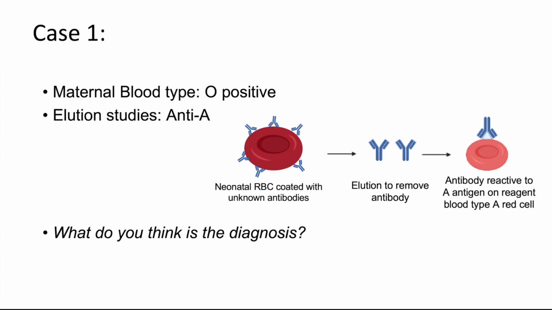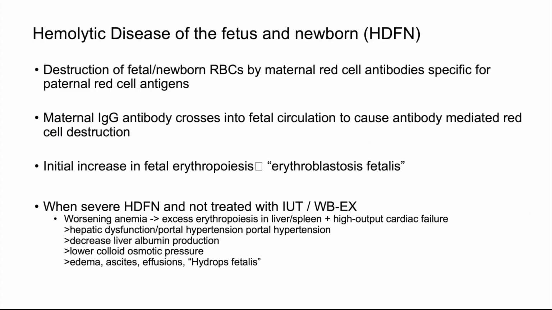So what does that make our diagnosis? It makes our diagnosis hemolytic disease of the fetus and newborn. It's when there's destruction of fetal and newborn red cells by mom's antibodies that are specific for paternal red cell antigens. So the mom's antibodies cross over into neonatal circulation, they bind the red cells and cause antibody-mediated red cell destruction.